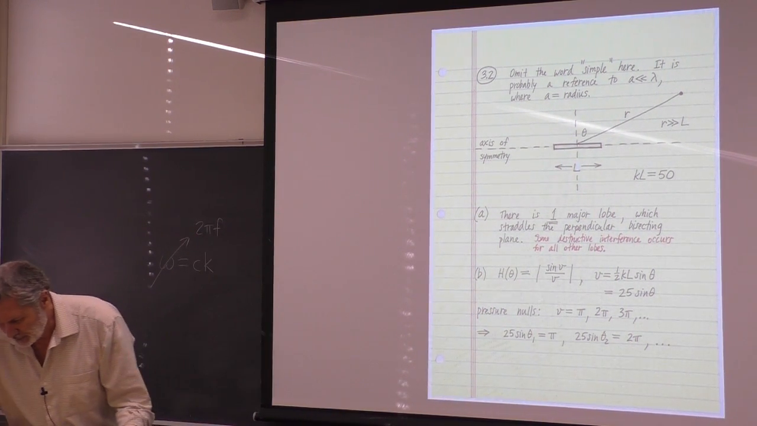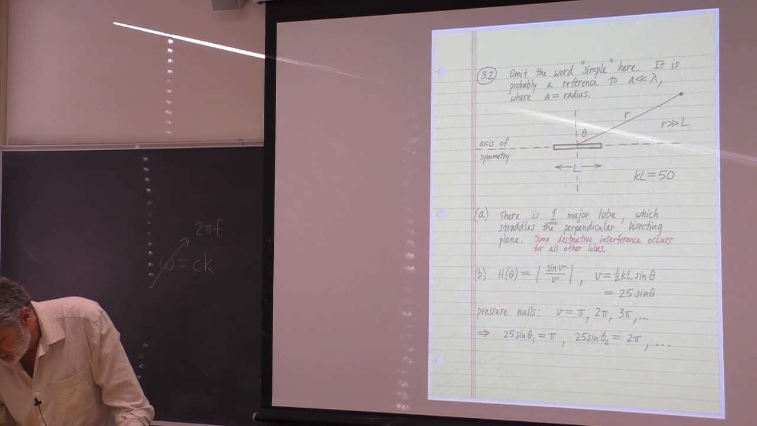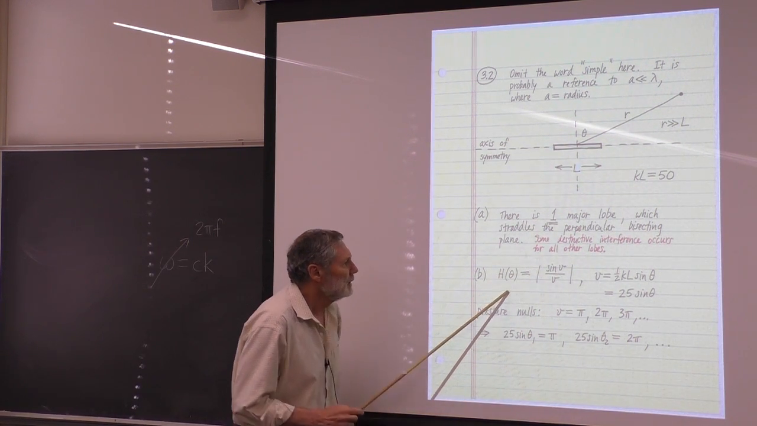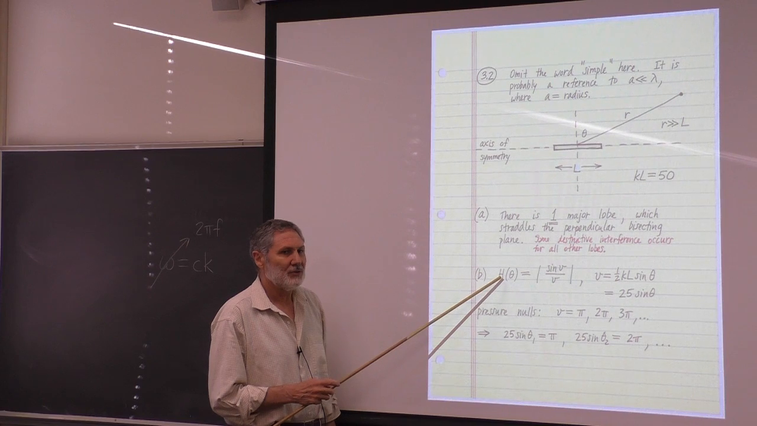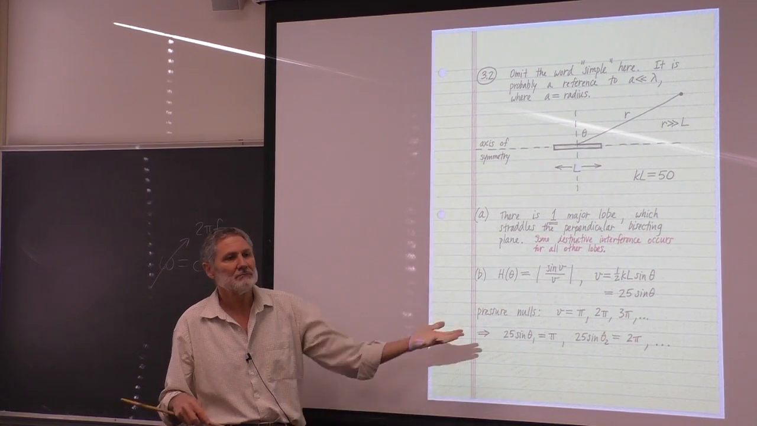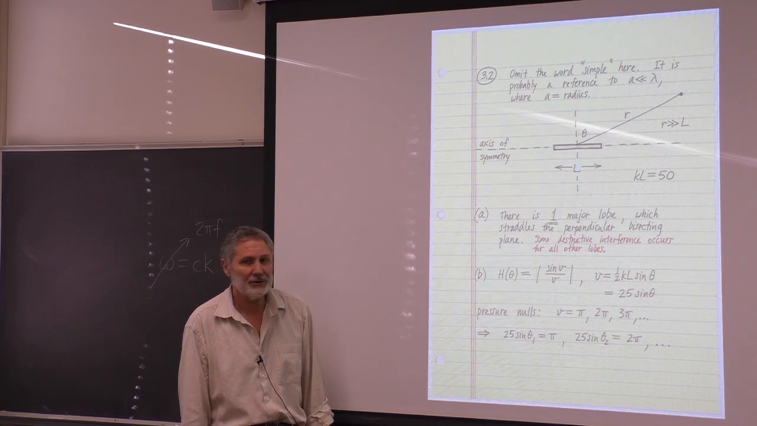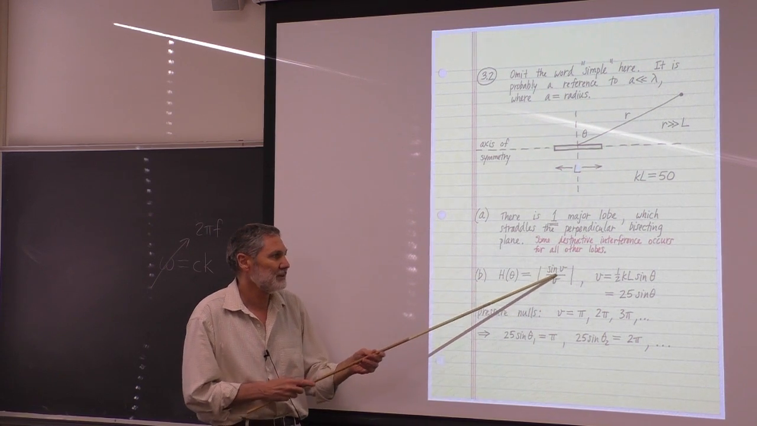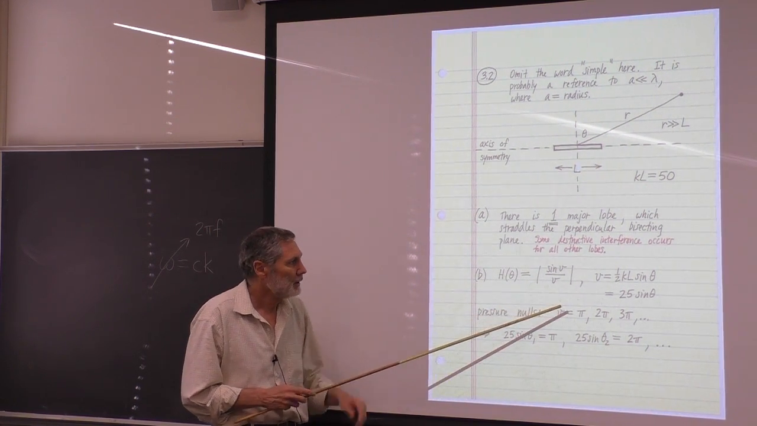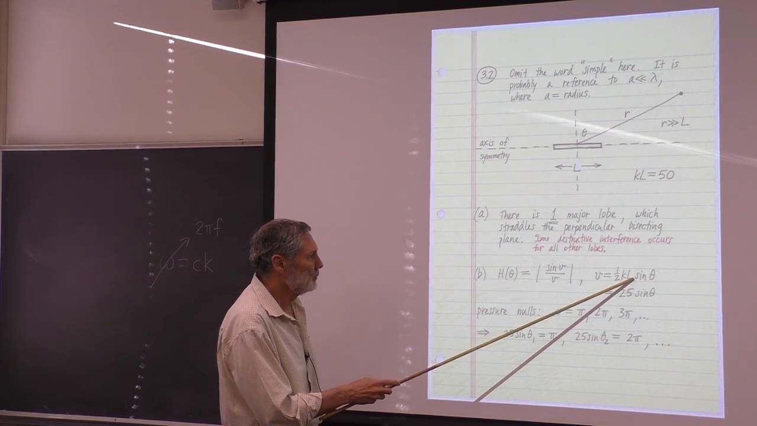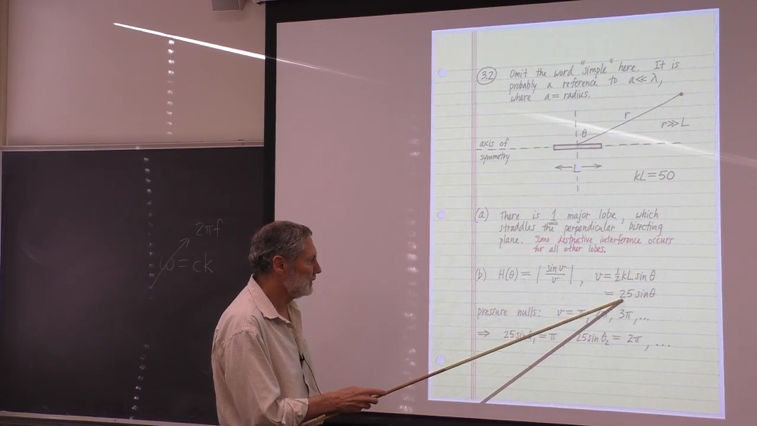The next part here is to find the total number of nodal surfaces. Okay, so nodal surfaces, we find them from the directional factor. This is how, for a fixed R, your radiation field, how your pressure is changing as you change theta. It's in the directional factor. For a line source, it's given by this fairly simple expression here, where V is given by this. So KL is 50, so half of 50 is 25.